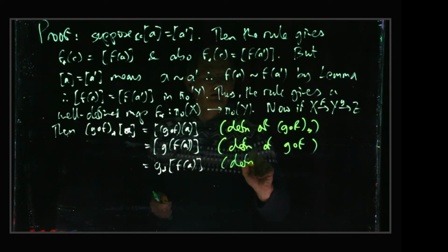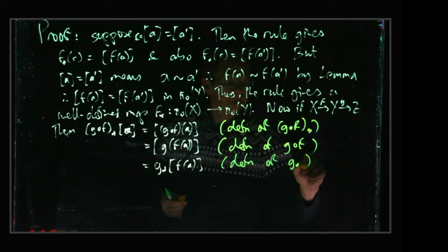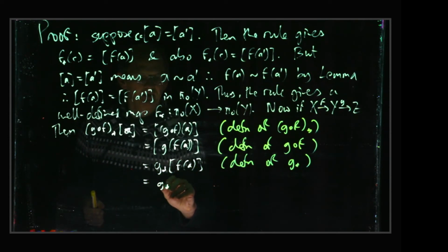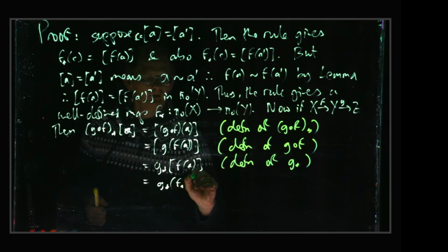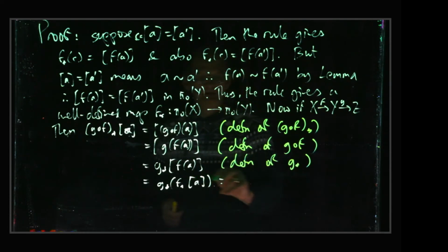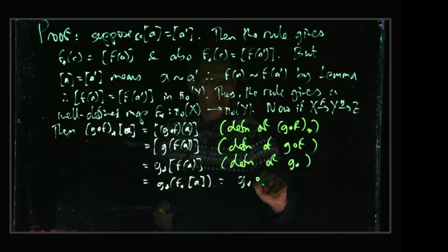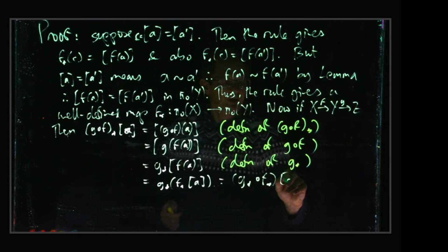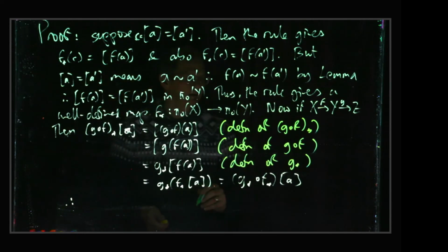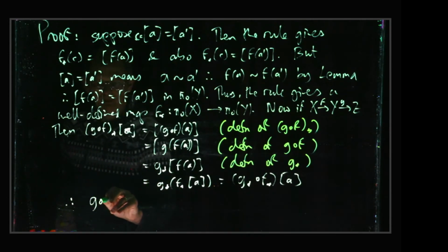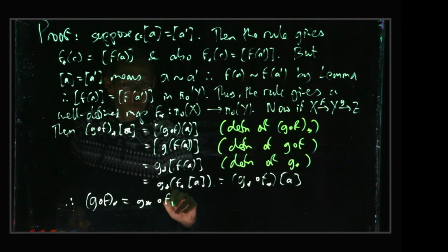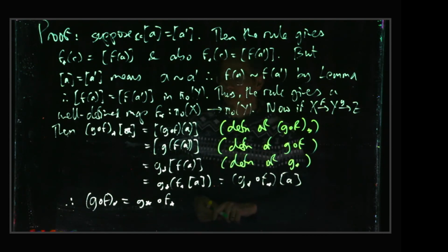by definition of g lower star, which is g lower star of f lower star of square bracket A. And that's the same as g lower star composed with f lower star of square bracket A. Okay, and so we see that (g composed with f) lower star is equal to g lower star composed with f lower star. Okay, so that was the claim about composition.